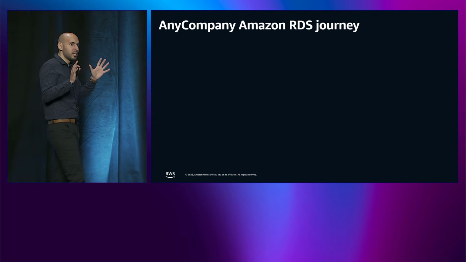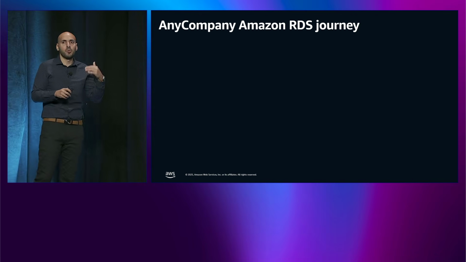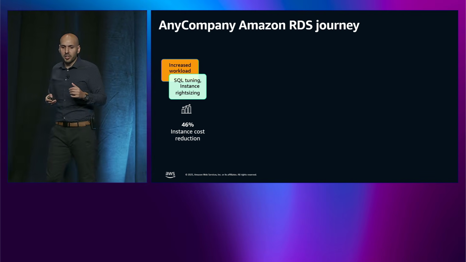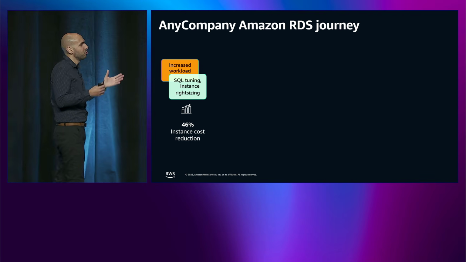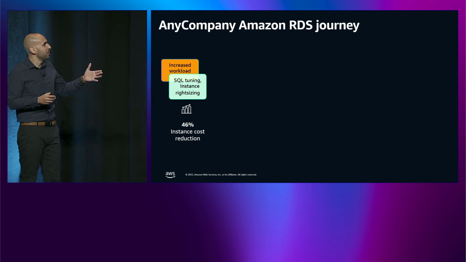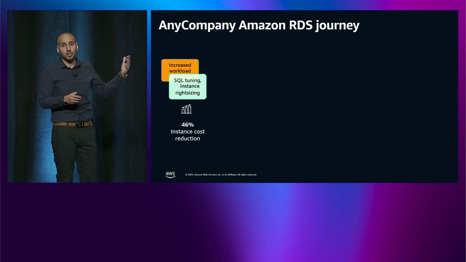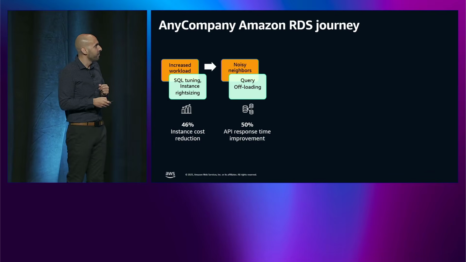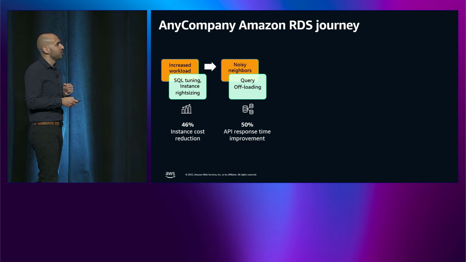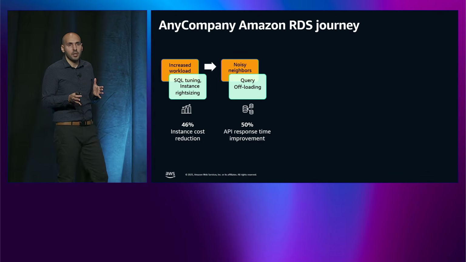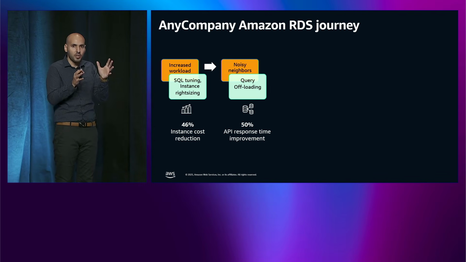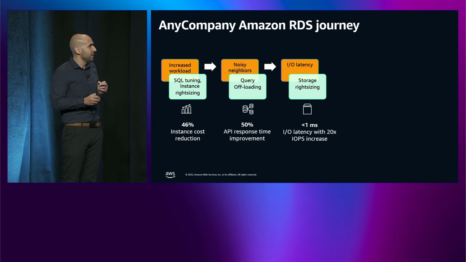So I would like to summarize the journey of AnyCompany with RDS, and then we will talk about a similar but different journey with Aurora. So we started with the challenge of increased workload and CPU spikes due to poorly running SQLs. We did SQL optimization by using indexes and instance right-sizing, and we utilized the latest Graviton generation, R6g. That provided us 46% instance cost reduction. Then we had the issue of noisy neighbors. Using query offloading to read replicas, we managed to have consistent performance and reduce the API response time of the core customer-facing application by 50%.